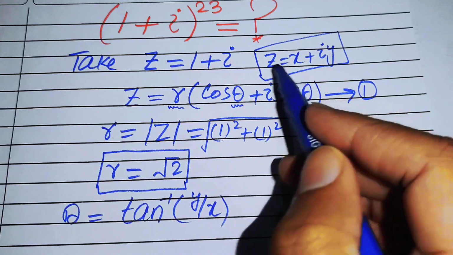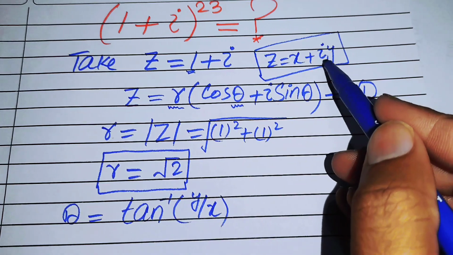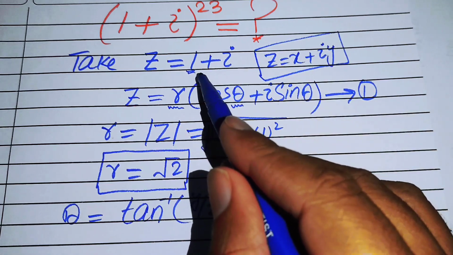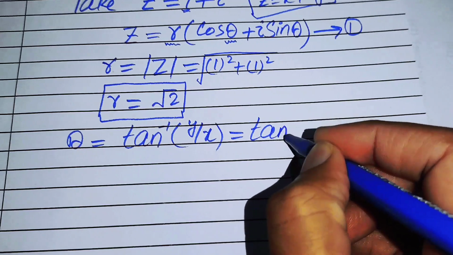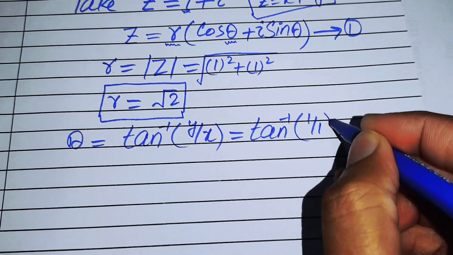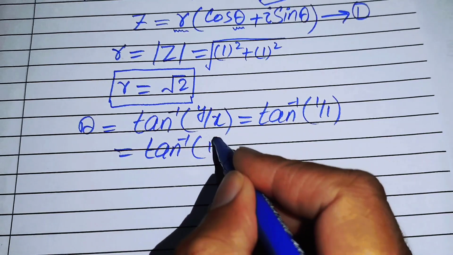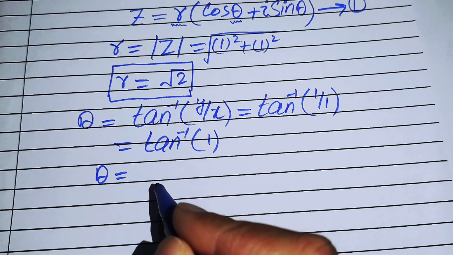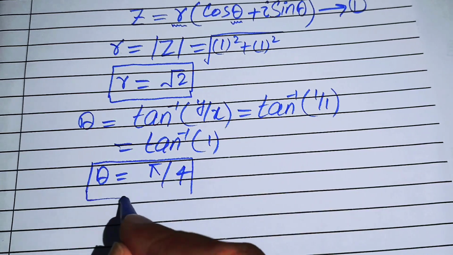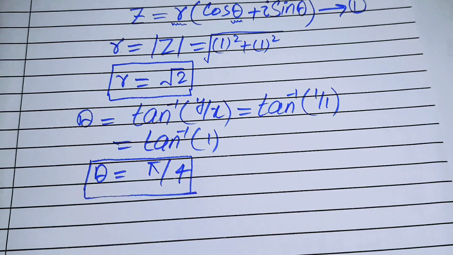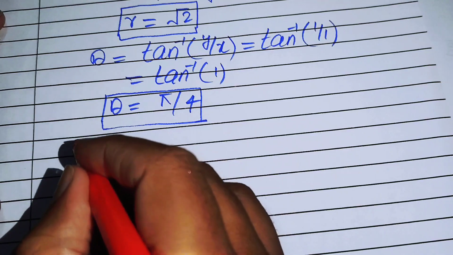So this is the standard form of a complex number. Here the value other than iota is x and the coefficient of iota is y. So we have x equals to 1 and y equals to 1, and we will put these two values here, and you will obtain tan inverse of 1 over 1. So it becomes tan inverse of 1, and you know that the value of tan inverse 1 equals to pi over 4. So this is the value of theta, and now we will just put the values of r and theta in equation number 1.